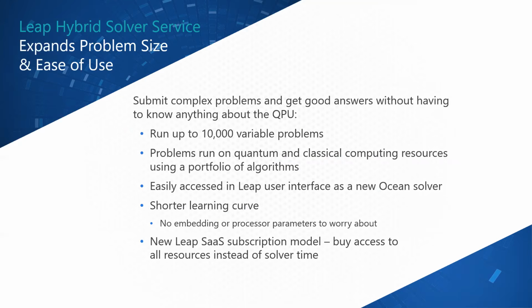That reduces the amount of expert knowledge you might need about processor parameters. It should shorten your learning curves and also shorten the times to piloting and deploying your first quantum applications in production. It's also important to note that we've changed the subscription model for Access and Leap. It's no longer about just getting access to quantum computers specifically, but rather access to all the resources in Leap, so that you can use direct access to the quantum processors themselves, access to the hybrid solver services, or combinations of both, depending on what your application needs are.